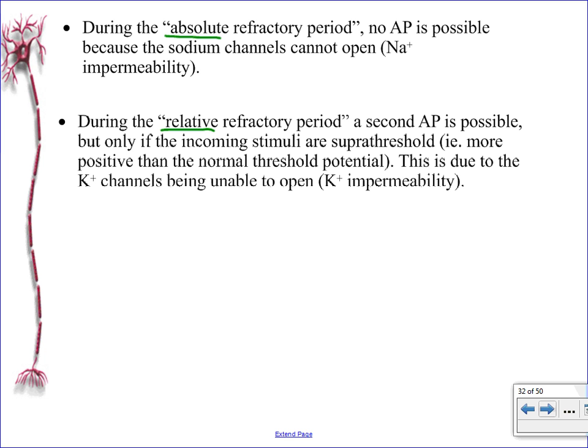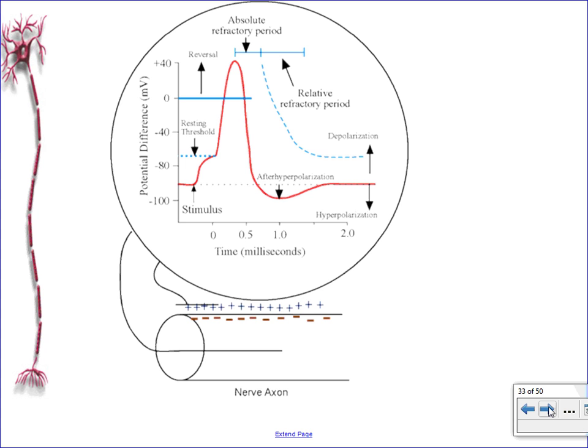During the relative refractory period, it is possible to get a second action potential. It's due to the potassium channels being unable to open, but sodium channels can still open. A second action potential is possible, but it does require a much greater stimulus, and the threshold is typically higher in order to get that second action potential if the neuron has not fully recovered.